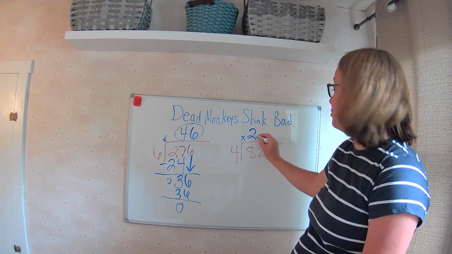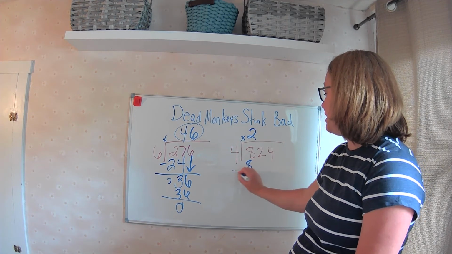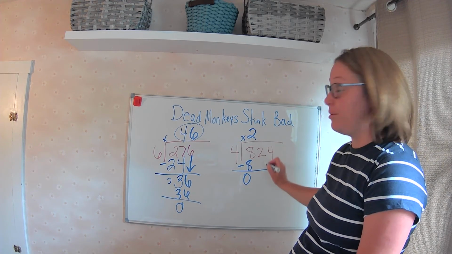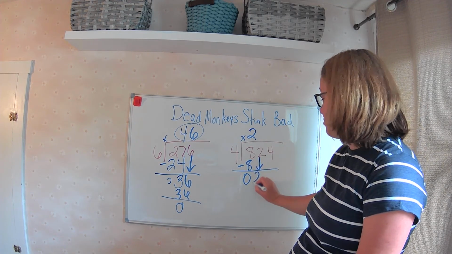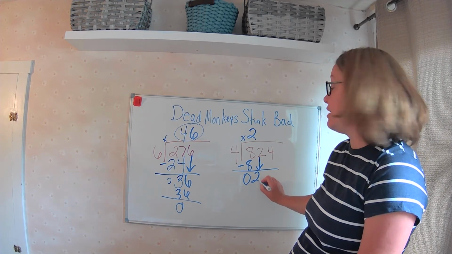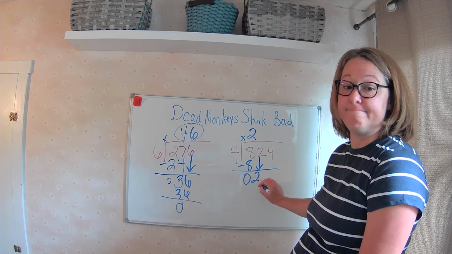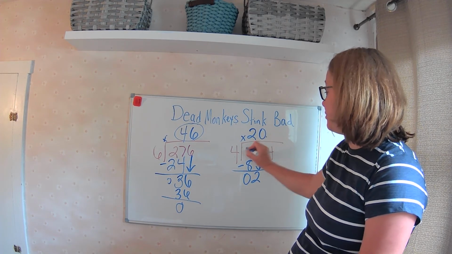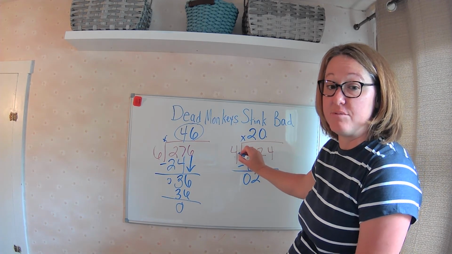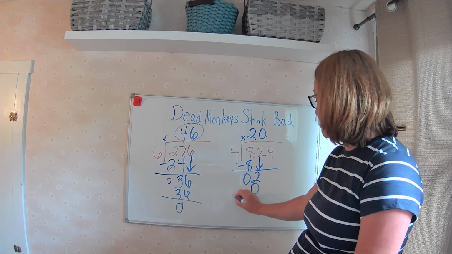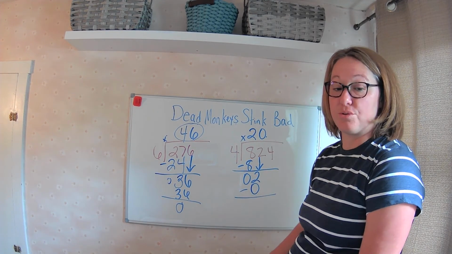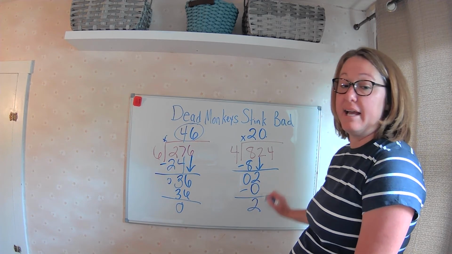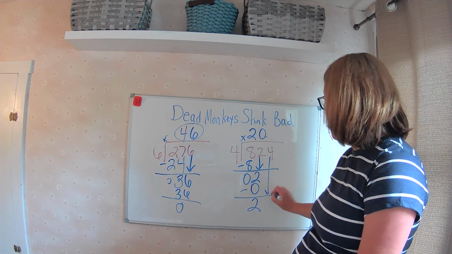Multiply back. 2 times 4 gives me 8. Subtract. 8 minus 8 is 0. Bring down just the 2 because that's the next number. Now, can 4 go into 2? Nope. So I have to put a 0 because anything times 0 is always 0. So then I put a 0. I subtract. 2 minus 0 gives me 2. And my last step was to bring down.